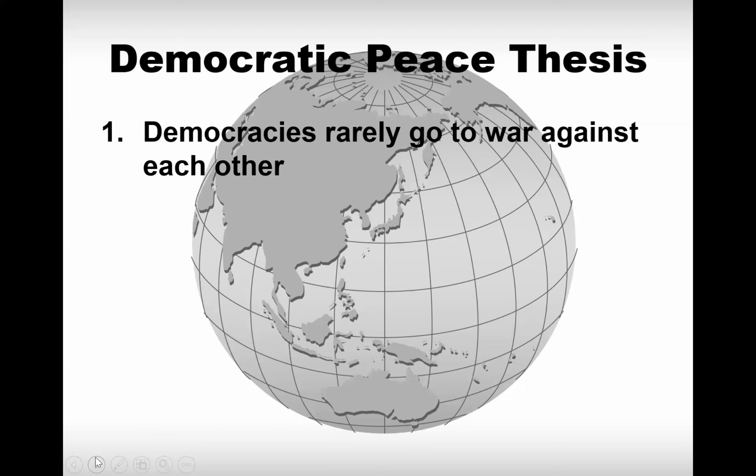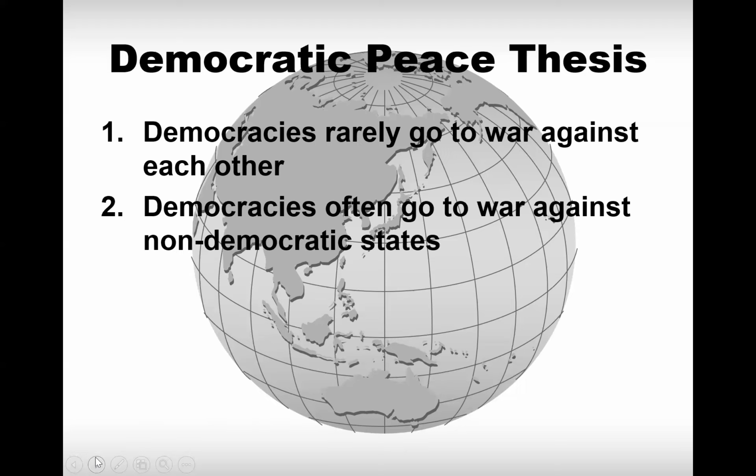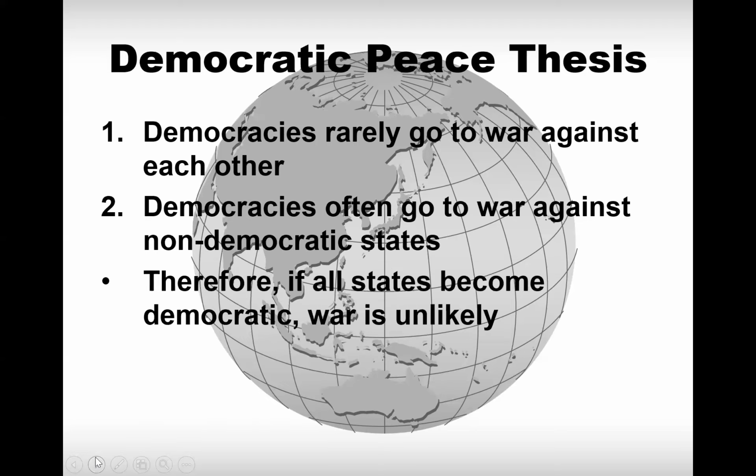So the first idea is that democracies rarely go to war with each other, but the flip side, the opposite side of the coin, is that democracies often go to war against non-democratic states. And as we'll see later, this actually becomes a criticism of the democratic peace thesis, that actually democracies have started more wars, at least since the collapse of the Soviet Union, than non-democratic states. So democracies often go to war against non-democratic states.